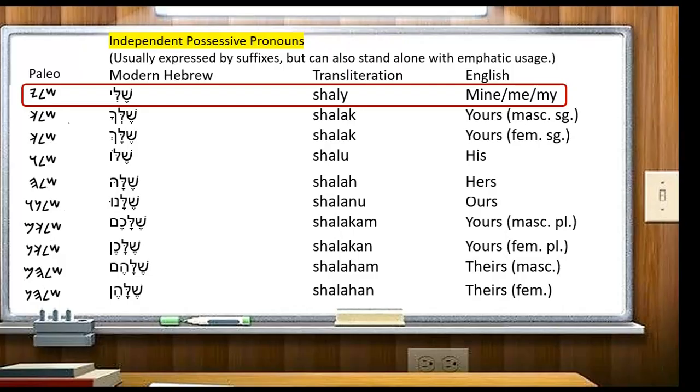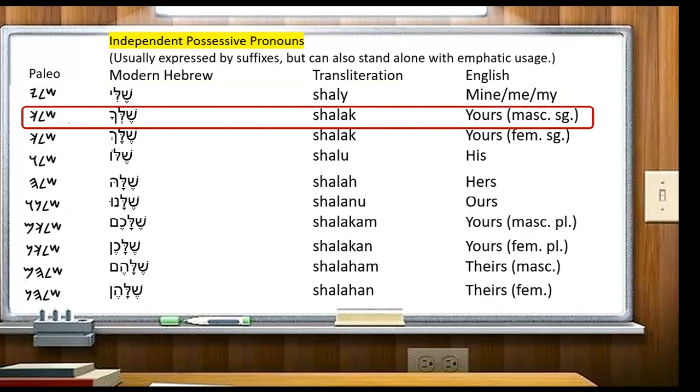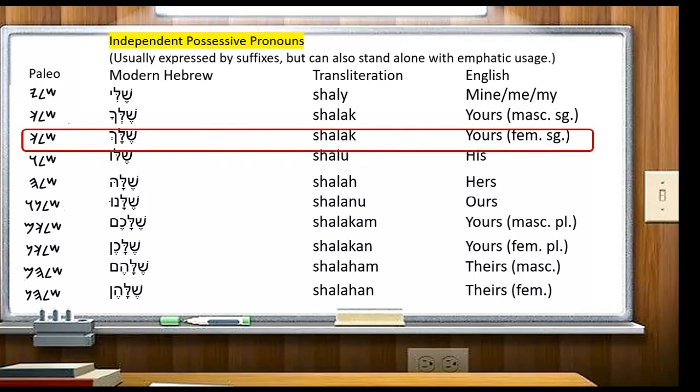So here are some other possessive pronouns. Already we know shali means mine, me, my. Then we get to yours, shalak, yours, shalak. And this remained the same whether masculine or feminine. You will see in the more modern context the variation of shalaka or shalka or something of that nature. But shalak is shalak in Yahudyth.